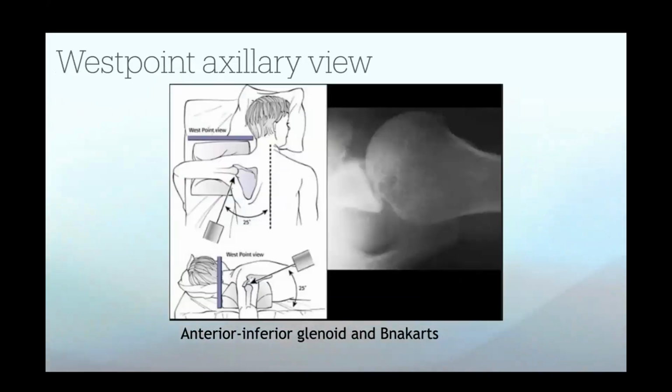Next is the West Point axillary view. The patient is made to lie prone on the table. The arm is abducted to 90 degrees, the elbow is flexed to 90 degrees, and the forearm is hanging down. The collimator is placed above the shoulder, and the beam is shot from down in the axilla with a 25 to 30 degree inclination, along with a 20 degree superior inclination. This is used to detect the anterior inferior glenoid, so specifically for Bankart's.